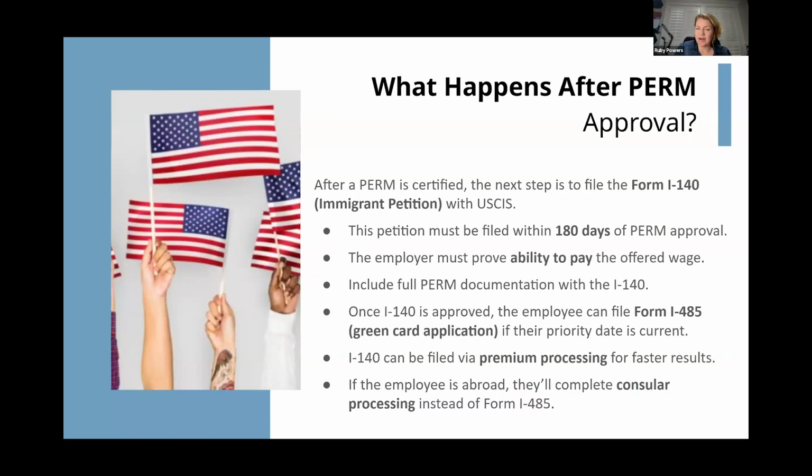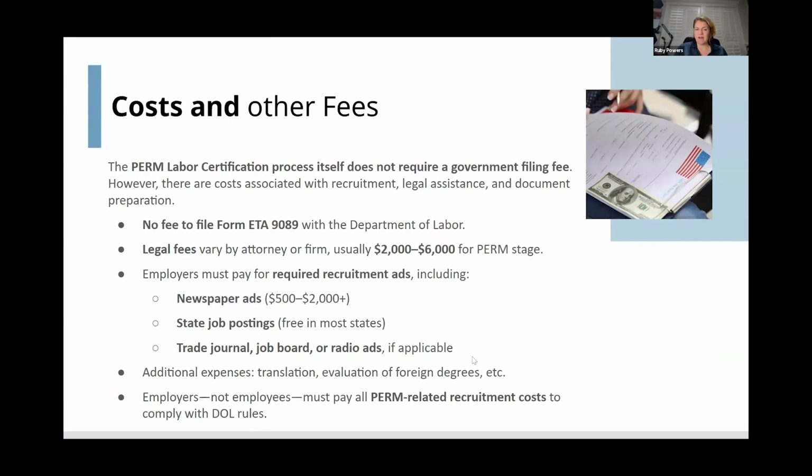Well, after the PERM is certified, the next step is to file that I-140. And you have to file it within 180 days of the PERM approval, so around 6 months, right? The employer must prove ability to pay the offered wage and include the full PERM documentation with the I-140. Once the I-140 is approved, the employee can file the I-485 when the visa priority date is current, or they can do consular processing. The I-140 can be filed via premium processing with an additional fee to get results within those 15 calendar days. If the employee is abroad, they'll complete consular processing instead of the I-485.